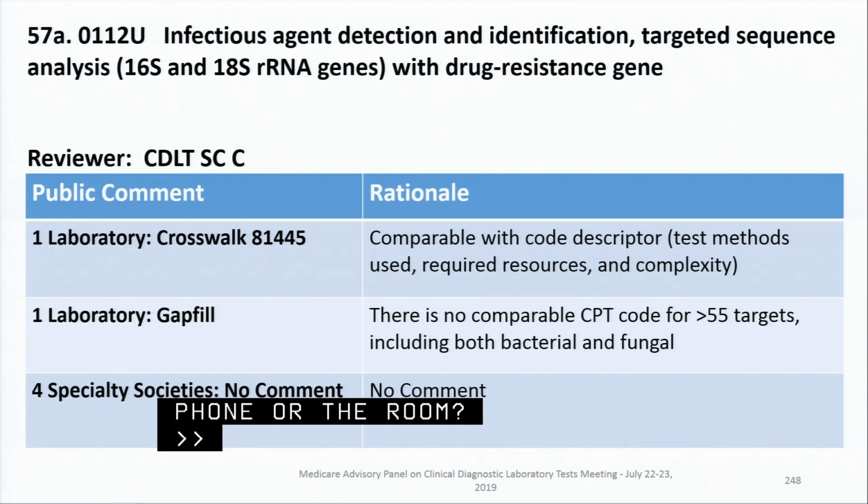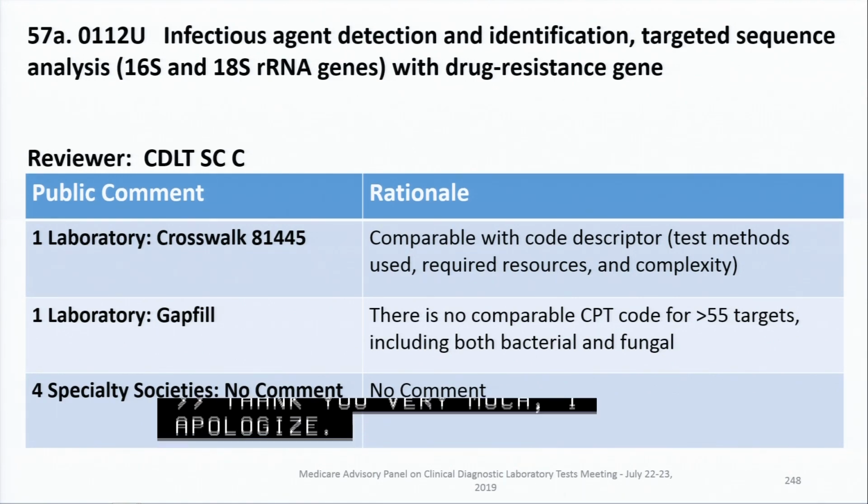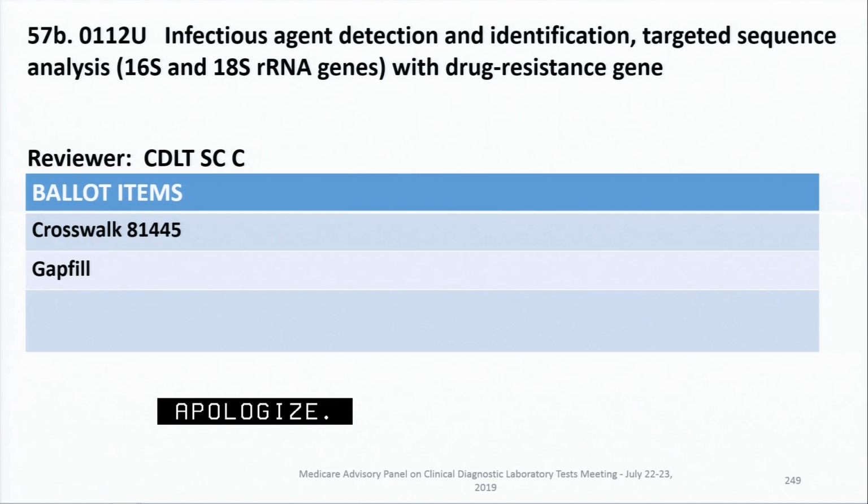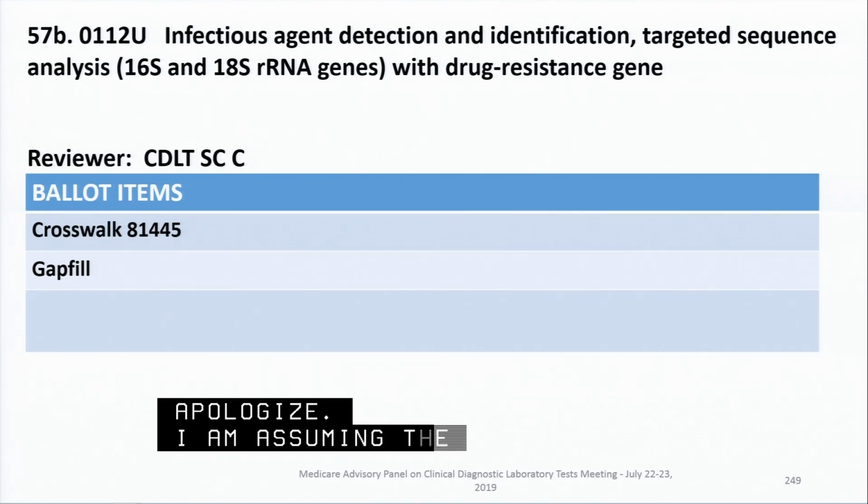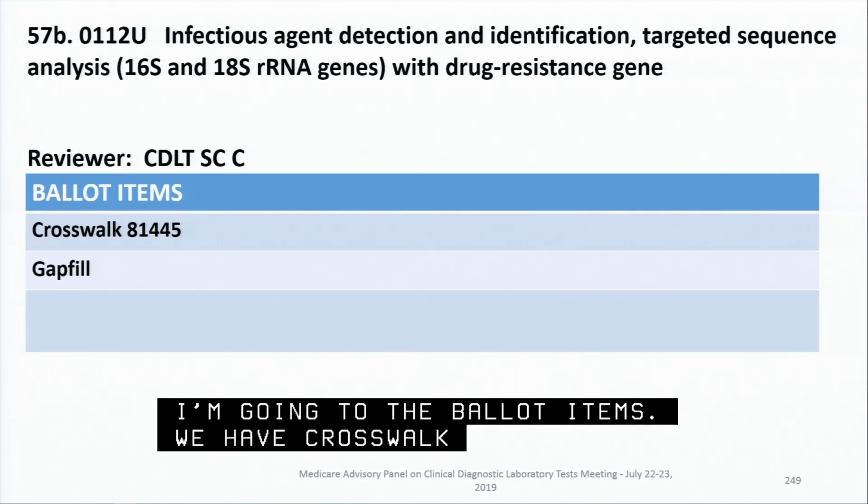So I'm assuming there are no other suggestions, so I'm going to go to the ballot items, and we have crosswalk of 81445 and the option of gap fill for code 0112U.